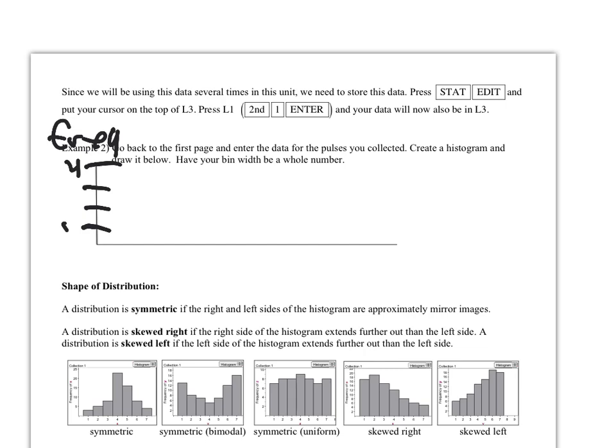The bin width starts at 58, so I will start here at 58. And how many bins do I have? 7, was it? So I'm going to take off, that's 1, 2, 3, 4, 5, 6, and 7. And I've already labeled all the numbers. So it's 65.8.